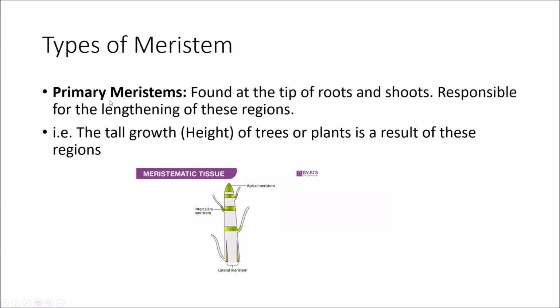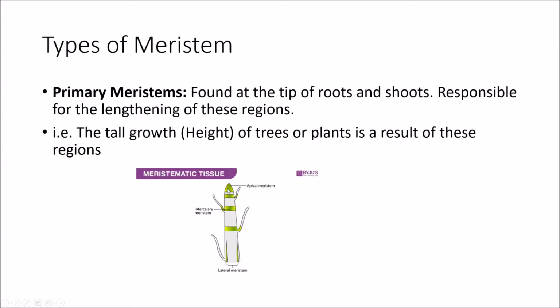The first one we're going to talk about is called the primary meristem. Okay, so with the primary meristem, you're going to find these at the tips of roots and shoots. They're going to be responsible for the lengthening of these regions, or in other words, it's going to cause these regions to become longer in the case of a root, or it's going to cause the shoot to become taller.